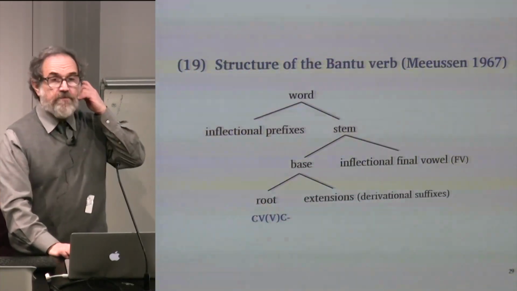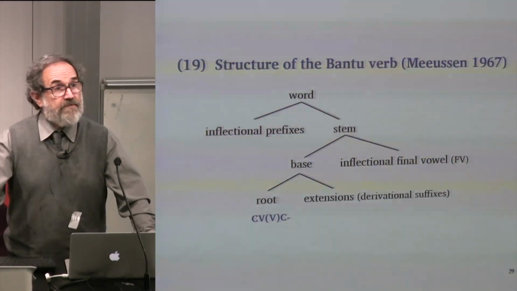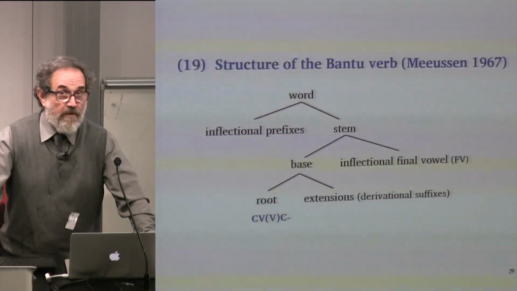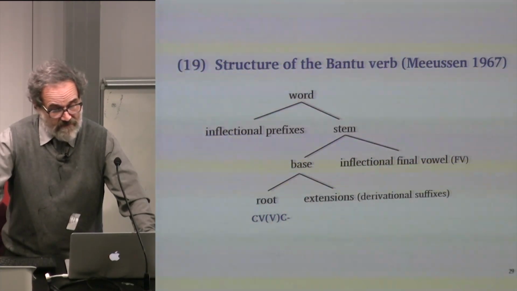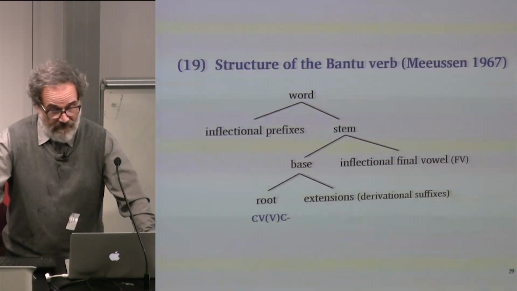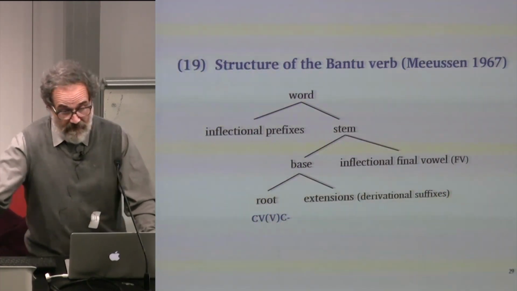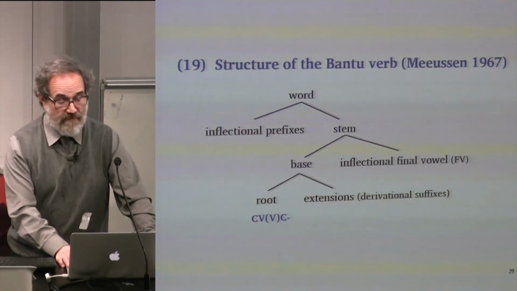To appreciate this, here's the structure of the Bantu verb. As you can see, the word consists of inflectional prefixes marking subject, tense aspect, negation, and object marking is also there. And then there's a stem, which consists of a base, which consists in turn of a root and possible extensions, that is, derivational suffixes like causative, passive, reciprocal, that kind of thing. And then there's an ending, the inflectional final vowel, which we abbreviate FV, that finishes off the stem. So we'll be seeing that as we talk about different positions.